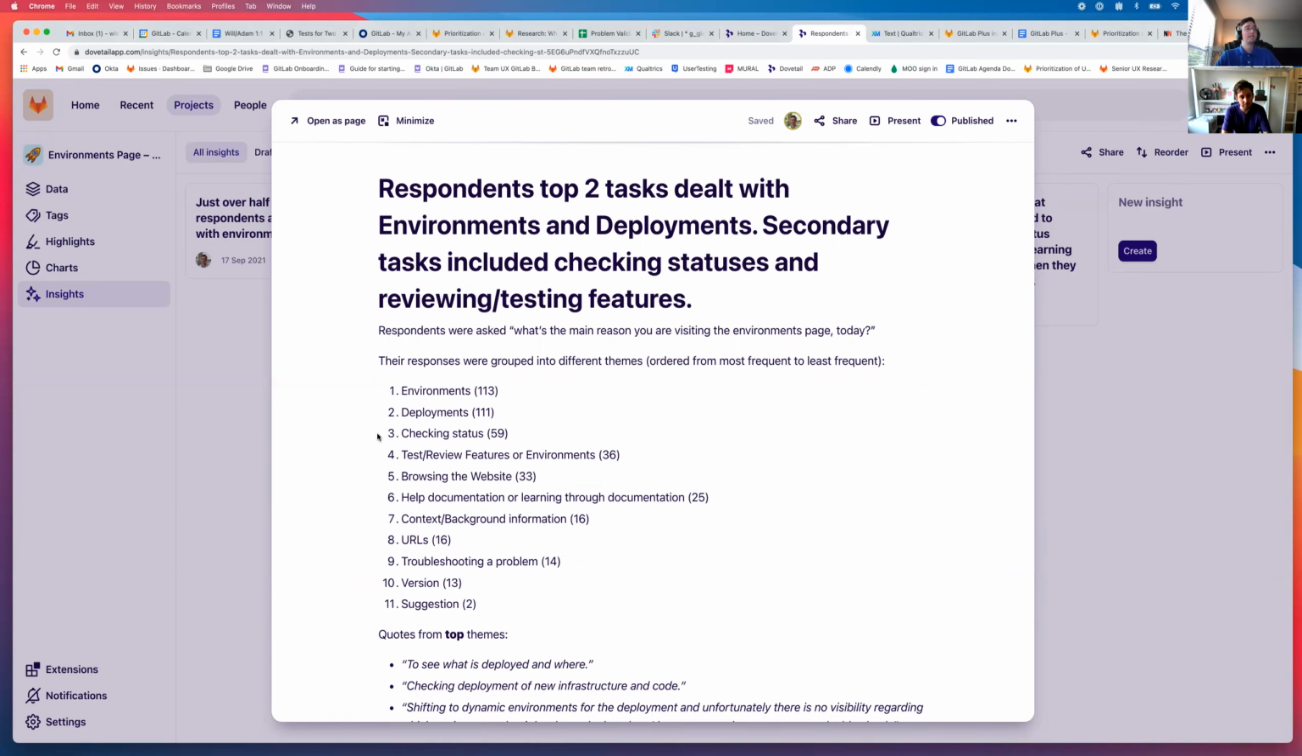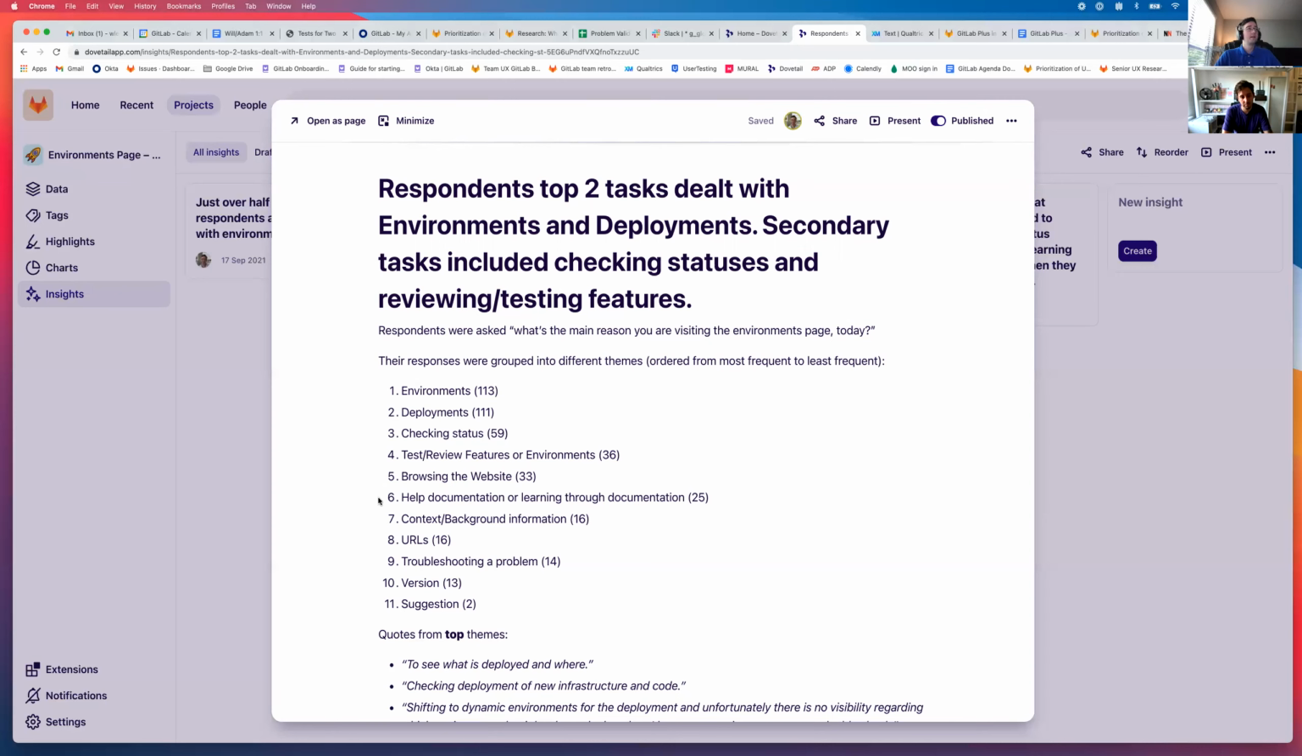And then outside of that, we found particular types of actions that people were performing. So people are trying to check the status of that environment. So they're actively trying to figure out what's going on with something in the moment. We heard a decent amount of things around testing and reviewing features or environments. We also heard about people who were just browsing the website. They didn't really have a particular action or thing that they came to do, but they just wanted to explore a little bit.